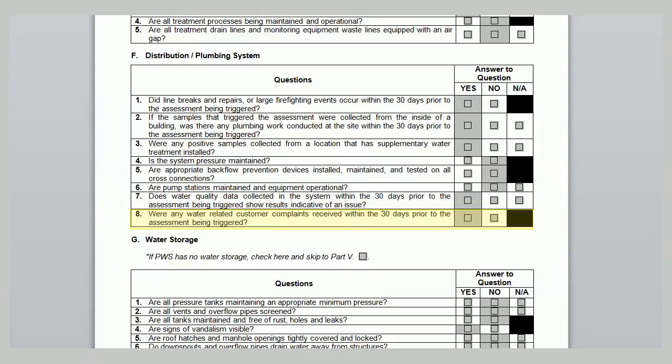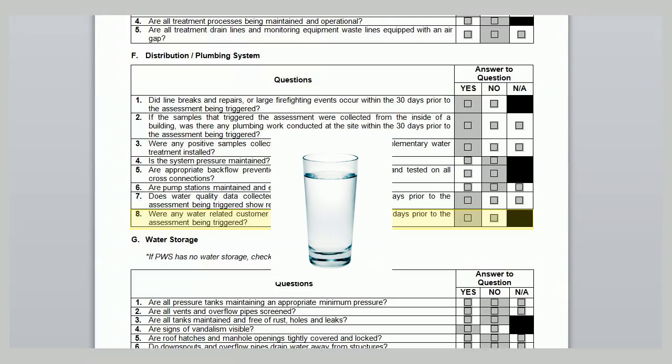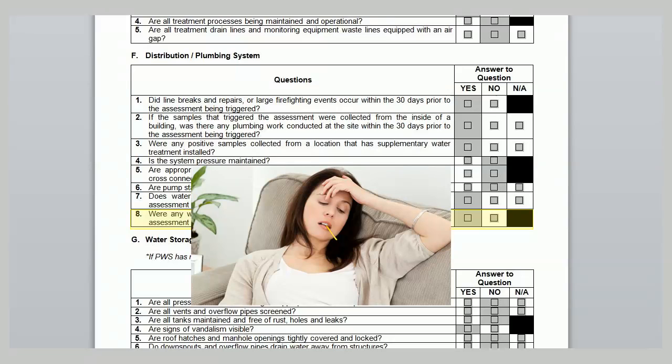That brings us to the last question, question 8. Were any water-related customer complaints received within the 30 days prior to the assessment being triggered? You can answer this question even as a small system. Did anybody complain about the taste or odor of your water or claim they were sick?